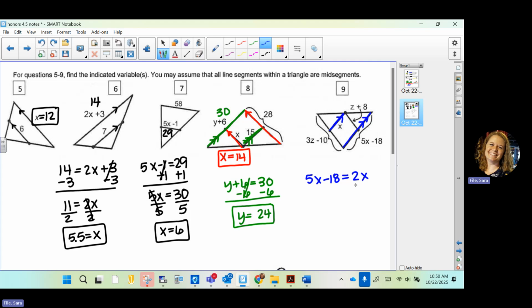So here then I would subtract the 5x to get the x's together. Divide out the coefficient of -3. And I would get positive 6.